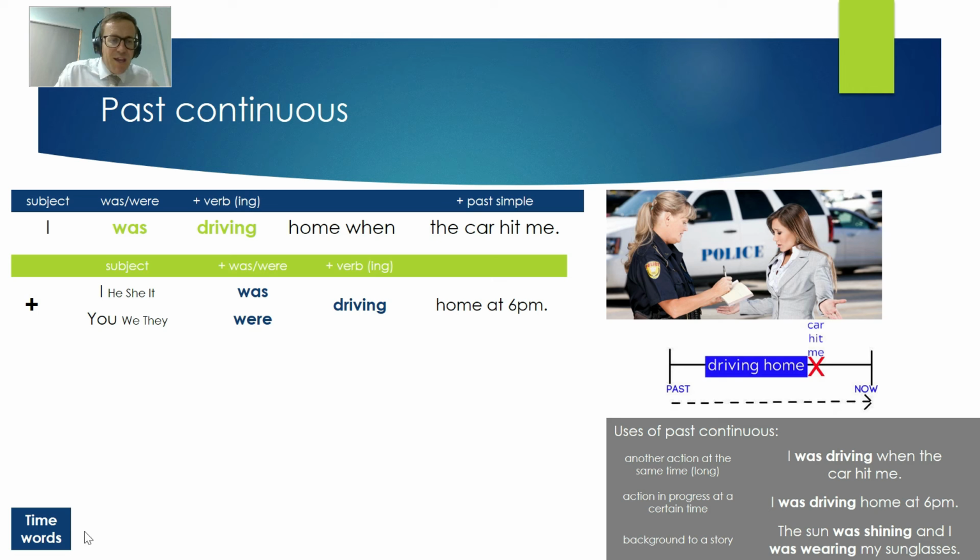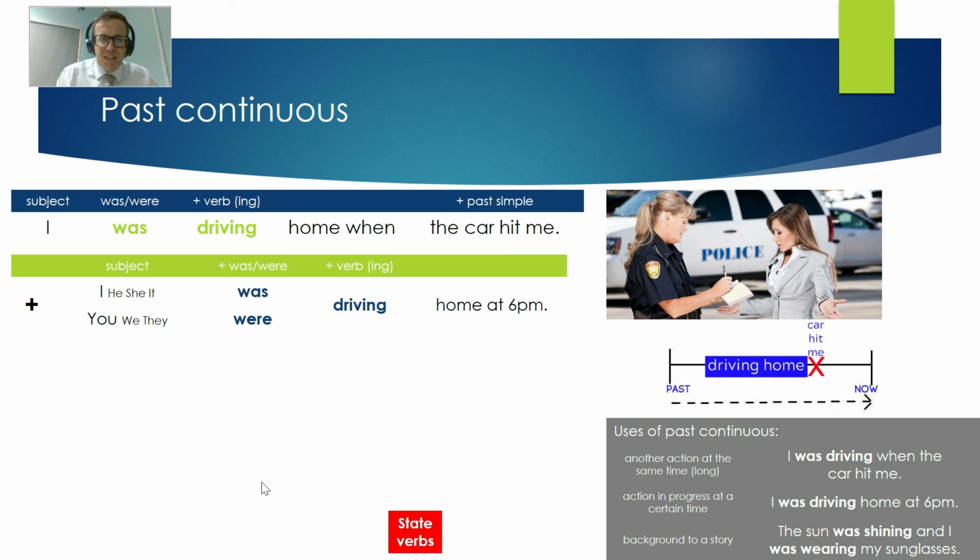Another important thing is time words. So in this one we have when. I was driving home when the car hit me. But if you change it round, you can also use the words while and as. So the car hit me while I was driving home. The car hit me as I was driving home. You put those words before the past continuous, but when you can use before or after.